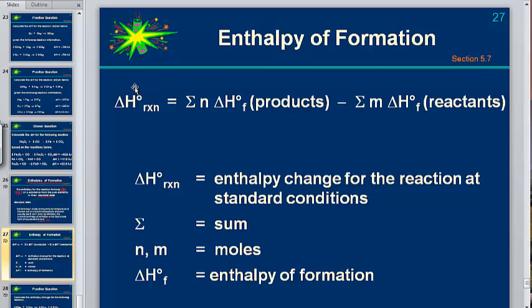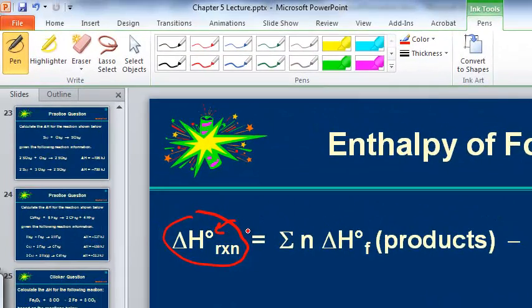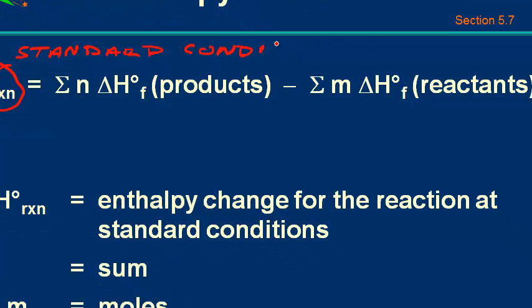The way you determine the delta H for the reaction, where's my pen? The delta H for the reaction, and notice this little tiny 0 up here. That little 0 means standard conditions. And who determines what the standard conditions are? We do. We state what the standard conditions are. What are they? 1 atmosphere of pressure, 298 Kelvin. Those are standard conditions, and that's what that little 0 right there happens to mean.